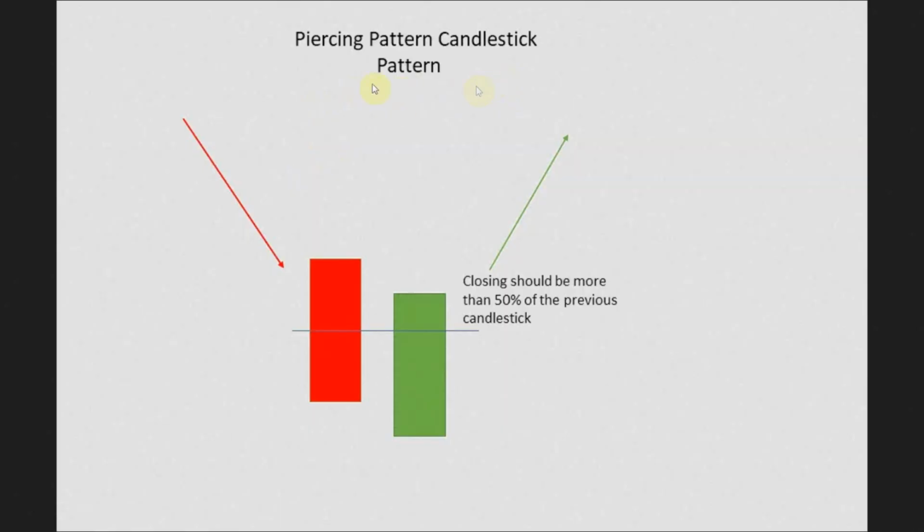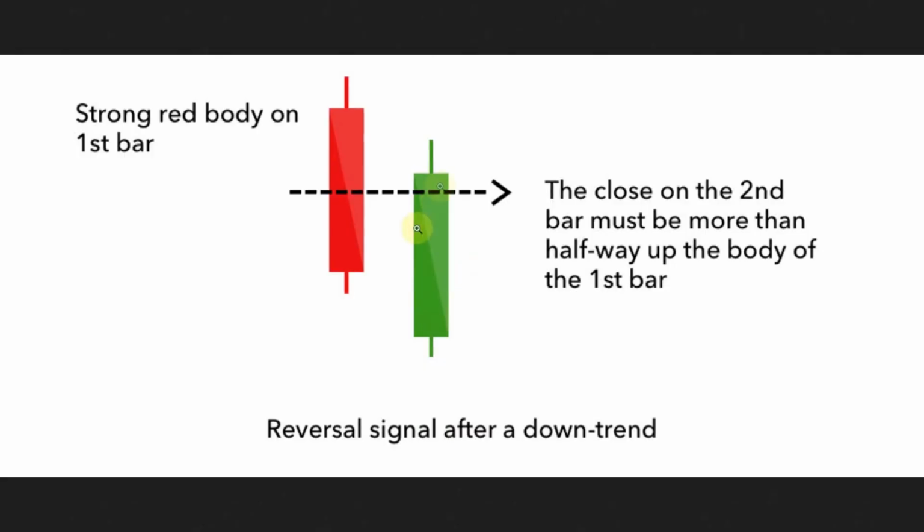The piercing pattern is a multiple candlestick chart pattern formed after a downtrend, indicating a bullish reversal. Two candles form it. The first candle is a bearish candle, which indicates the continuation of the downtrend. The second candle is a bullish candle which opens with a gap down but closes more than half of the real body of the previous candle, which shows that the bulls are back in the market and a bullish reversal is going to take place.